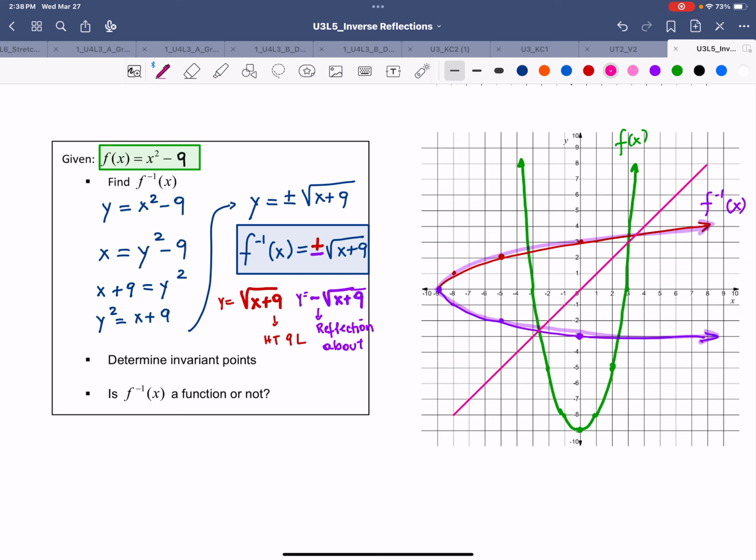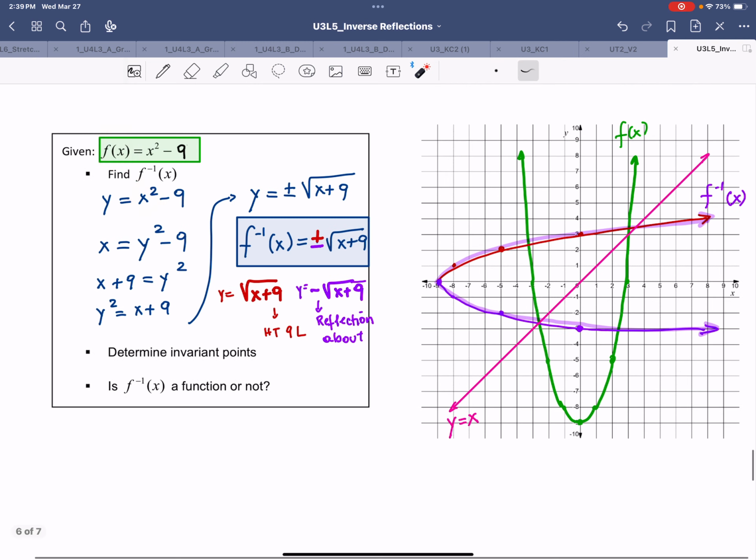Now why is it the y equals x line? Remember what the inverse relations are about. Inverse relations are about switching x with y, which makes x and y equal to each other in the inverted function. So the x of the function is the y of the inverted function. The y of the given function is the x of the inverted. So that's why we say that they are reflections about the line y equals x.